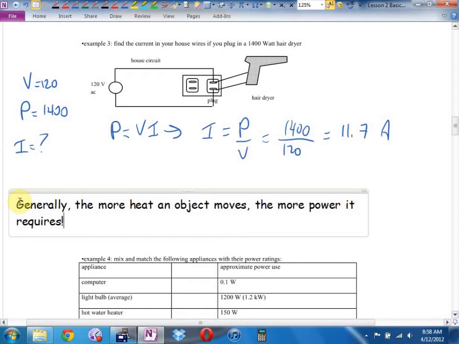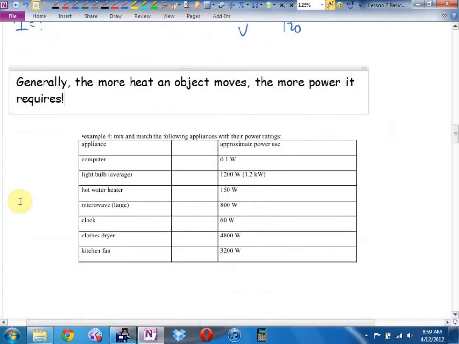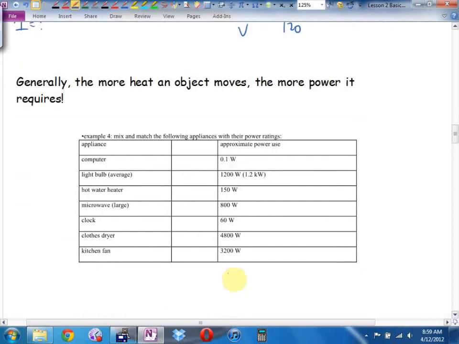Oh, you know why? Because it is fair game. It was fair game on the provincial, and it will happen on your tests. For me to say to you, which of these is the most likely power rating for a microwave? And I'll give you four different wattages to pick from, or something like this. Example four, a mix and match. It says, mix and match the following appliances with their approximate power ratings. It gives you a bunch of wattages here. Gives you a bunch of appliances here.